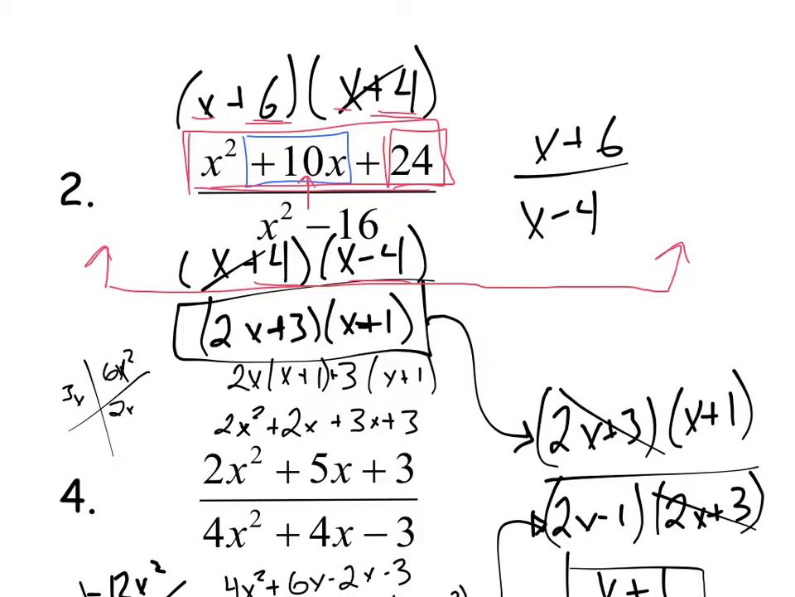Alright? So, if we've got that going on, we can cancel out our x plus 4 and our x plus 4, which just leaves us with x plus 6 and x minus 4.